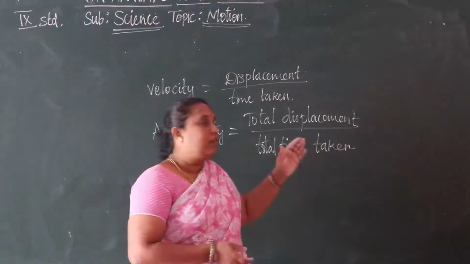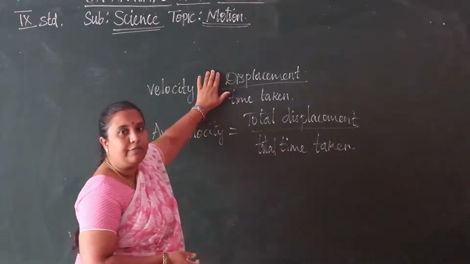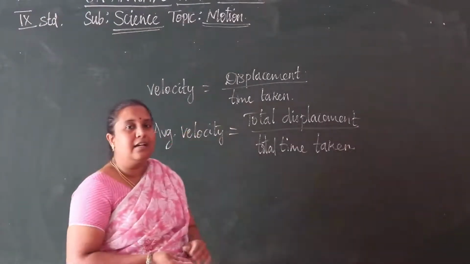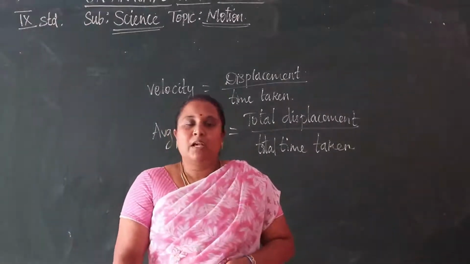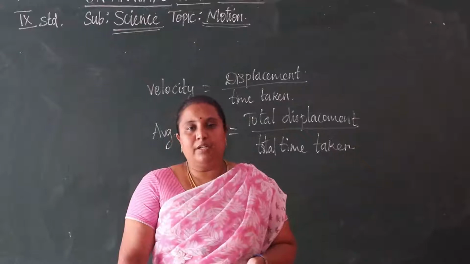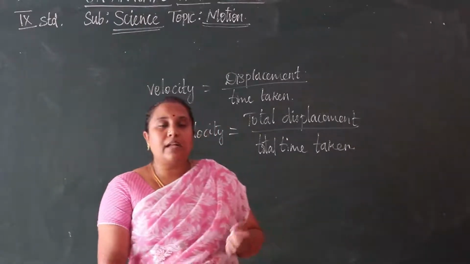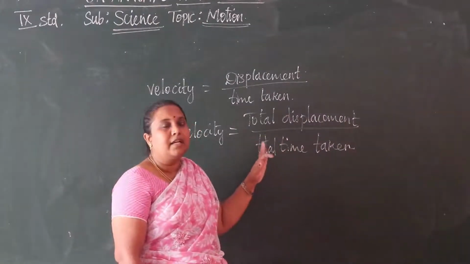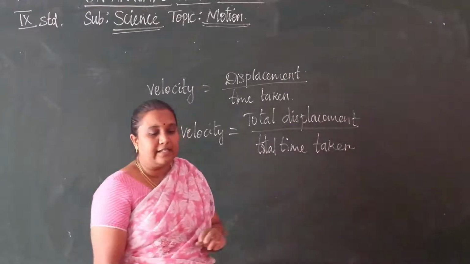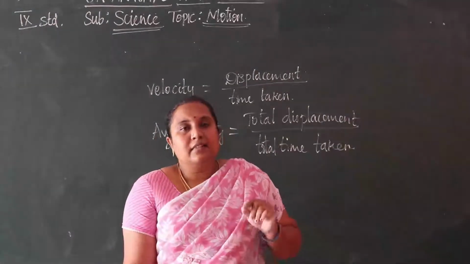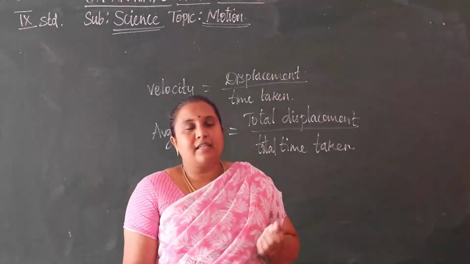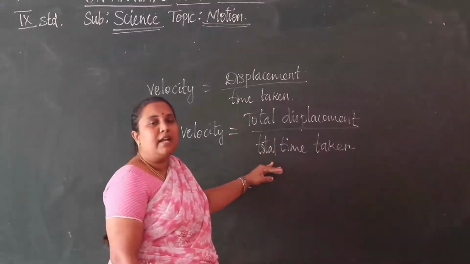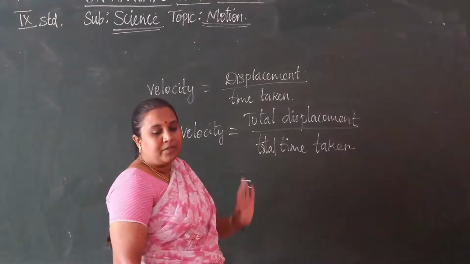But here, for non-uniform motion of a body, we calculate the velocity as displacement by time taken. How to find the total displacement? For a uniformly changing velocity, the average velocity can be calculated as initial velocity plus final velocity by 2.